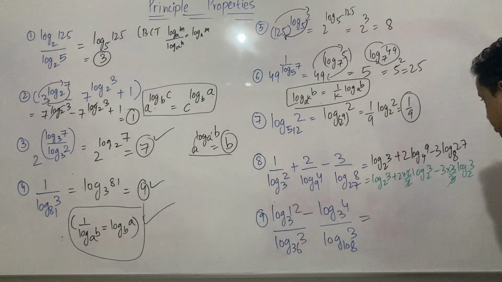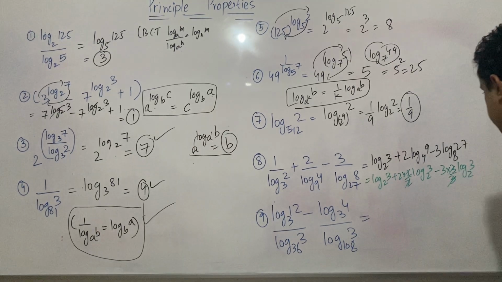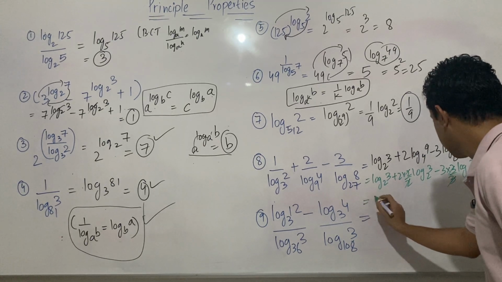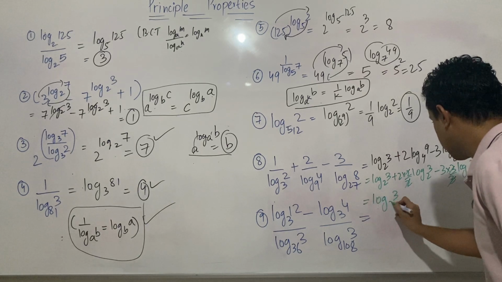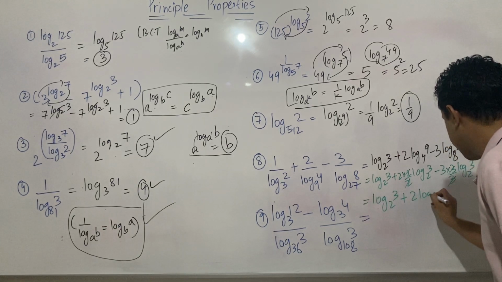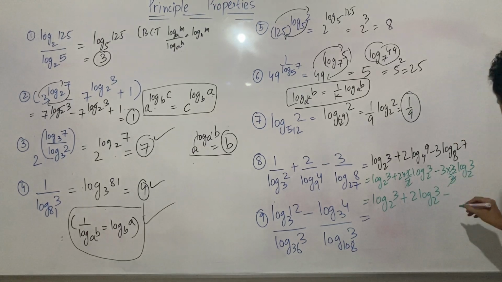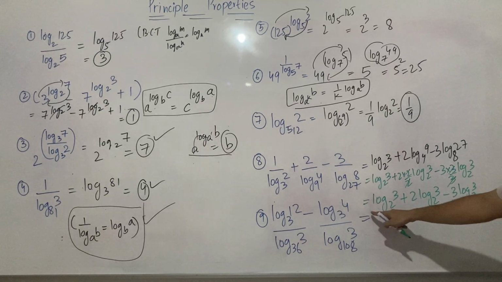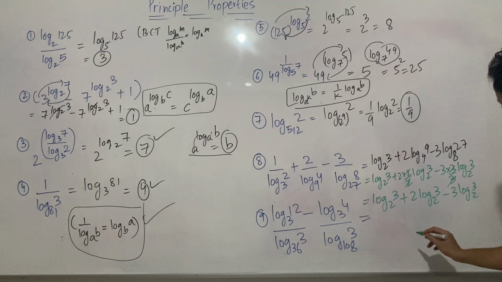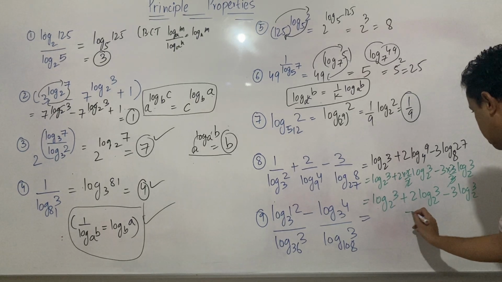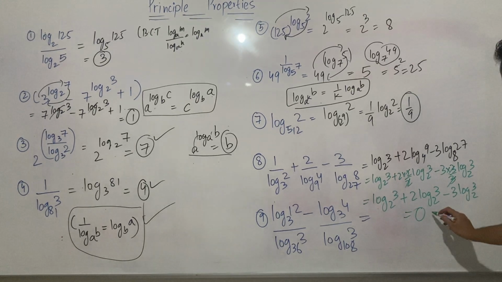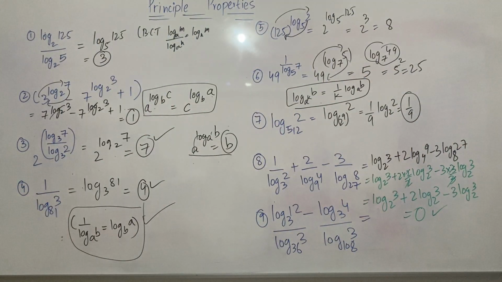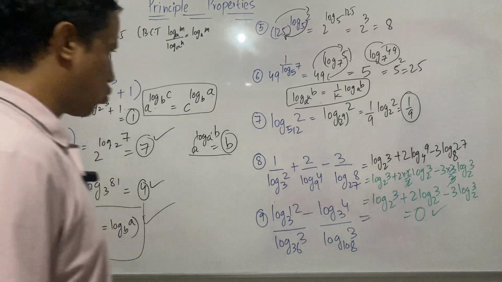So what will remain here is log 3 to the base 2 plus 2 log 3 to the base 2 minus 3 log 3 to the base 2. So 2 plus 1 is 3, 3 minus 3 is 0. So the answer is going to be 0, right? I hope this is clear to you. Okay, now come to the next one.